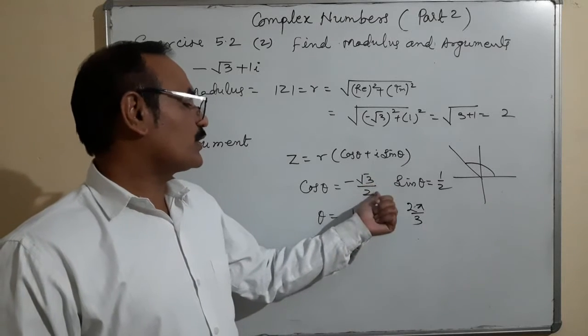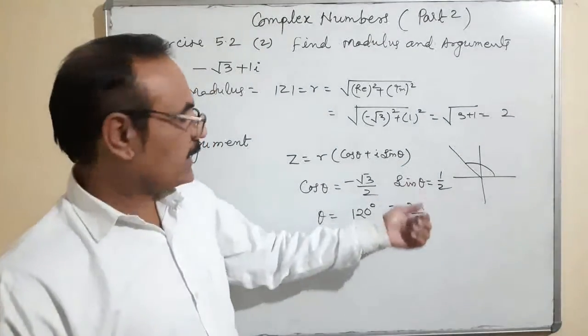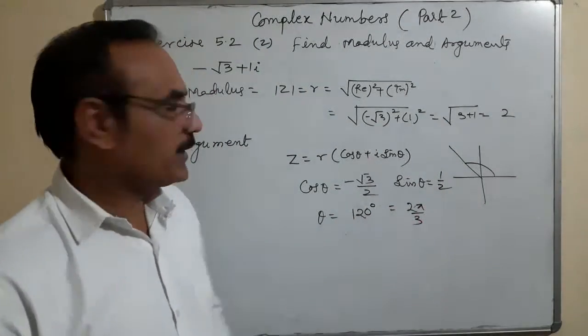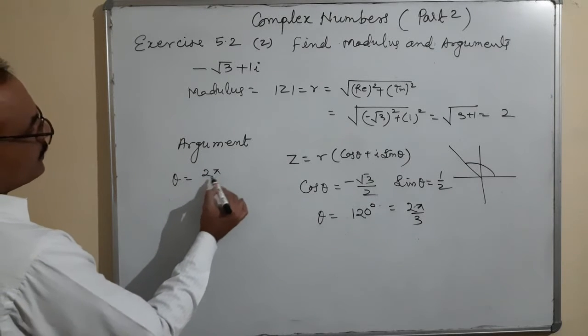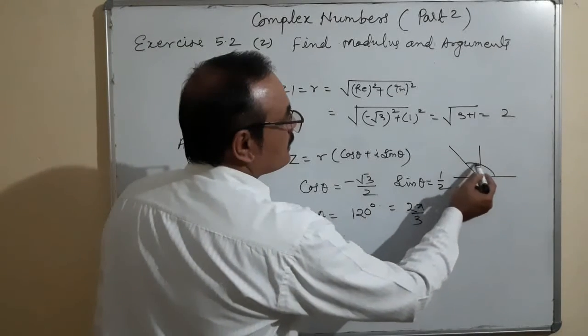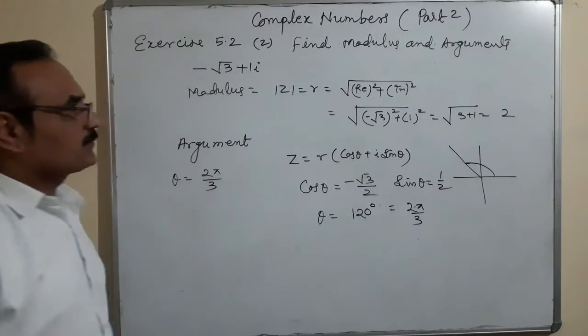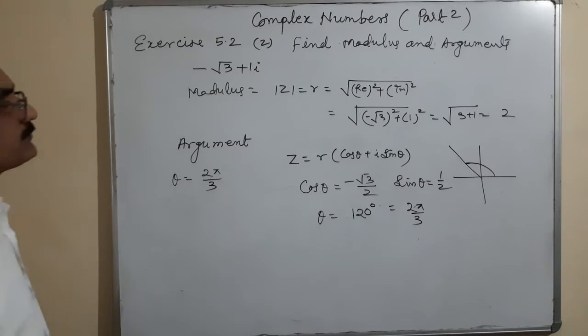So you can see that when root 3 by 2 is negative in the cos and 1 by 2 positive in the sine, it comes in the second quadrant. The value of theta is equal to 2 pi by 3. So argument theta is equal to 2 pi by 3 with plus sign. Okay. Because this is the value which is less than pi. So this is the second question.